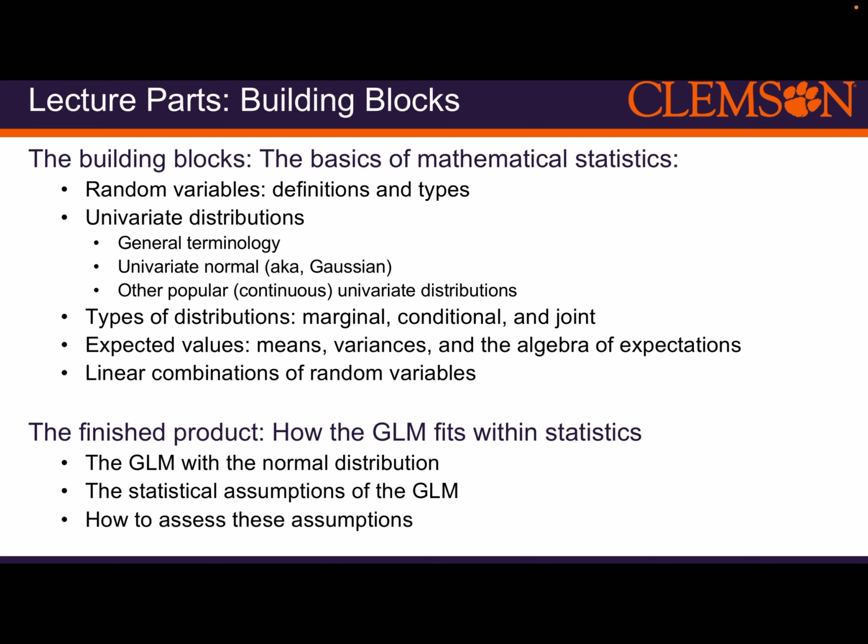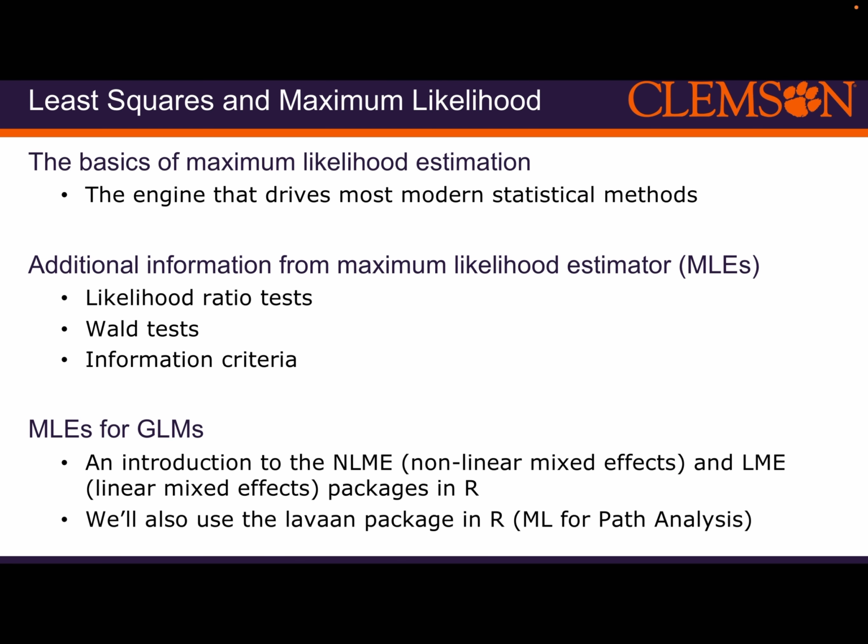So how it applies with the normal distribution, what are the statistical assumptions of the general linear model, and how to assess these assumptions. Then we'll get into maximum likelihood and least squares, comparing and contrasting them. We'll describe the basics of maximum likelihood estimation, which is the engine that really drives most modern statistical methods. We'll also have additional information from maximum likelihood estimators, such as likelihood ratio tests, Wald tests, and information criteria. Again, these are the methods that we use in maximum likelihood to evaluate the statistical significance of a model, of a set of one or more parameters, or to compare and contrast two different competing models to see which one appears to be more effective for your data.